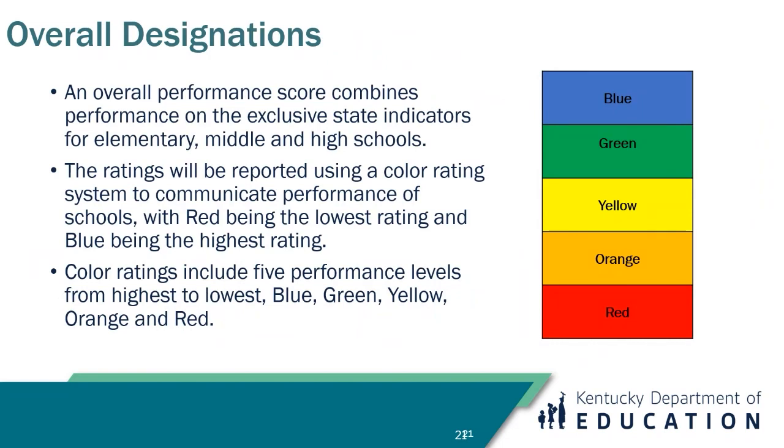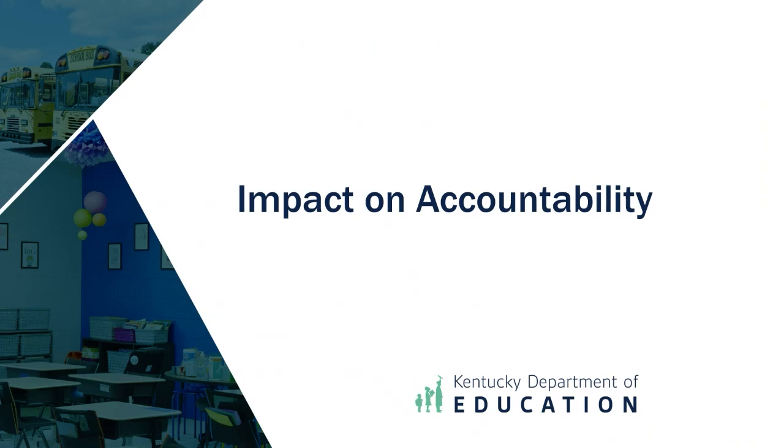Ratings will be reported using a color-rated system from highest to lowest: blue, green, yellow, orange, and red. These ratings are based on weights approved by the Kentucky Board of Education, or KBE. How does this impact accountability?